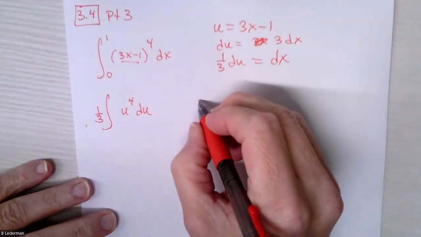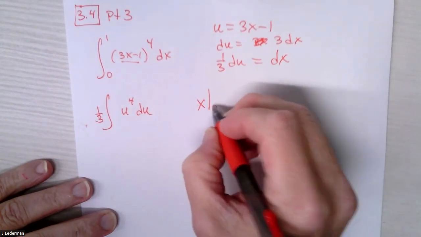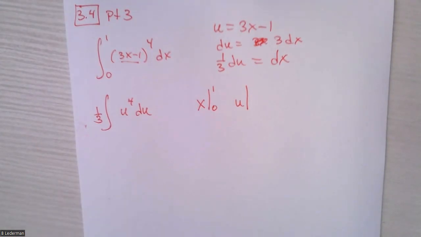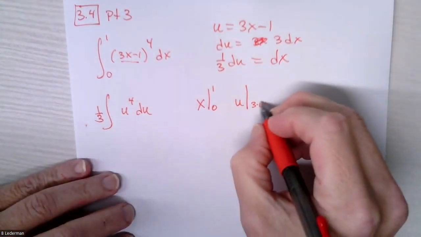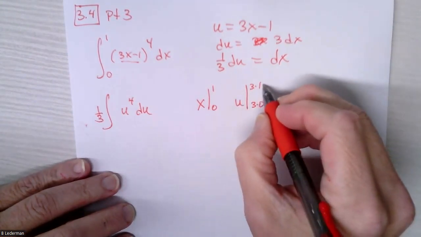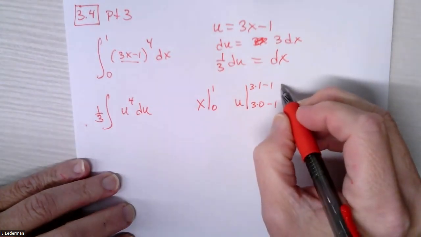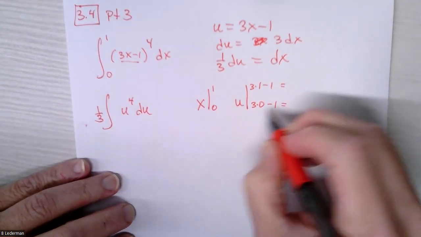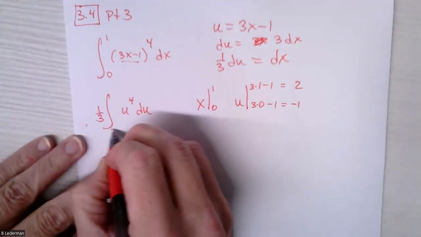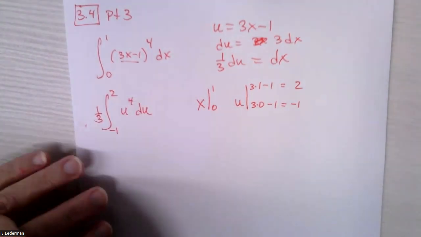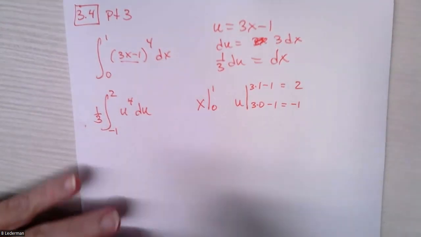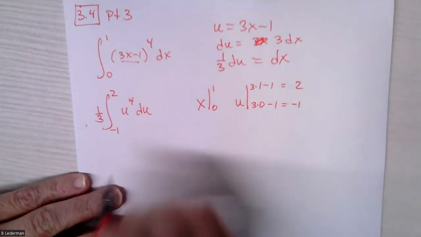In other words, when x goes from 0 to 1, what's happening to u? Well, if x is 0, u is 3 times 0 minus 1, and if x is 1, u is 3 times 1 minus 1, which is -1 and 2. So I'm going to make the integral from -1 to 2. You see, I had to change the limits of integration. You need to change the limits of integration. And now that I've done that, let's continue.